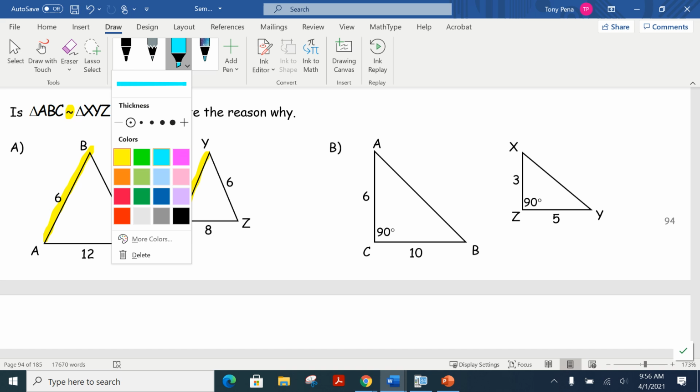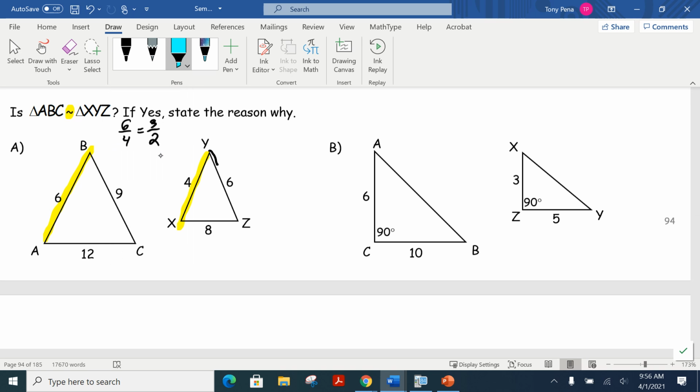So if I go to the next set of corresponding sides, I'll do this side compared to this side. Notice how I put the bigger one over the smaller one, so we want to make sure we maintain that relationship. I'm going to put 9 over 6. That would also reduce to 3/2. So far so good. 3/2 here, 3/2 here.